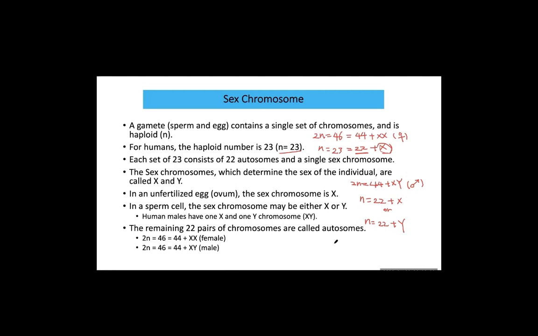Okay? So the remaining 22 pairs of chromosomes, what is this one called? Autosome. This one is called autosome. 22 pairs of chromosomes. So when you look at this configuration, this 44 is what? Autosome. This part is sex chromosome. Okay, this part is sex chromosome. This part is autosome.